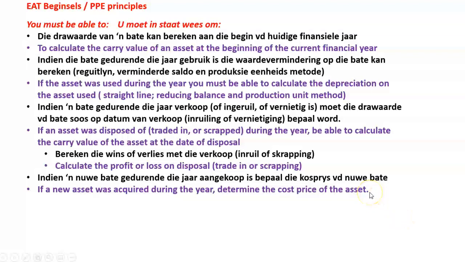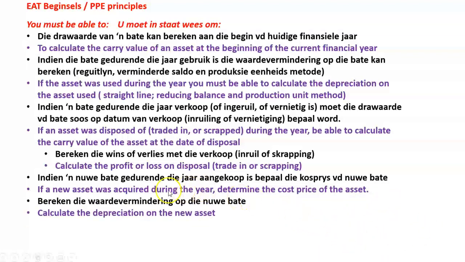If a new asset was acquired during the year, number 1, determine the cost price of the asset. And now listen very carefully. Go to your textbook. In your textbook, there is quite a number of paragraphs where he explains to you what type of costs are included in the cost price of an asset and what type of costs are not included. And that is important for your little Ifundi test coming up on Monday. So make 100% sure that you have read those paragraphs in your textbook and make sure that you know what can be included and what cannot be included.